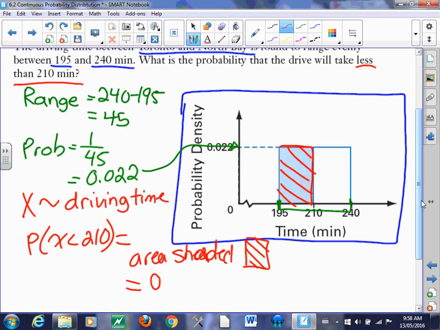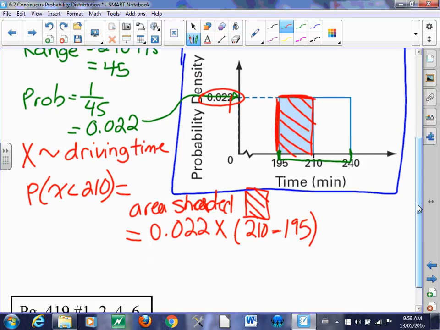0.022. I apologize, the 0.022 is that part, my fault, sorry about that. Multiply it by the difference, which is the top part. So that's 210 subtract 195. Plugging that in, it's 0.022 times 15, and you get an answer of 0.33.